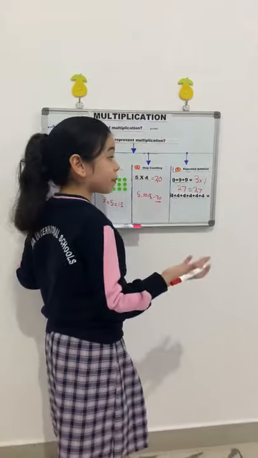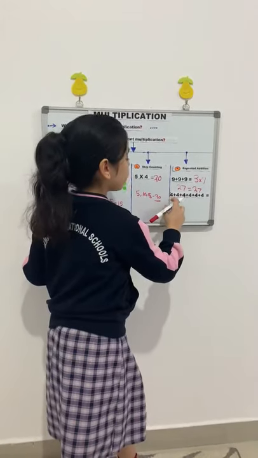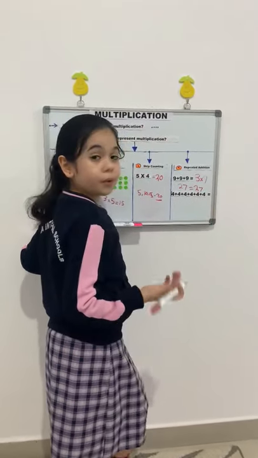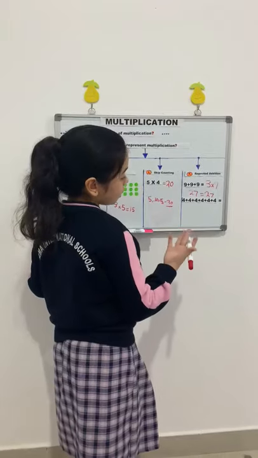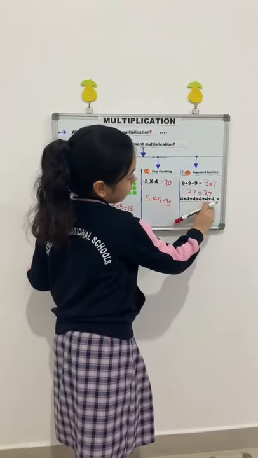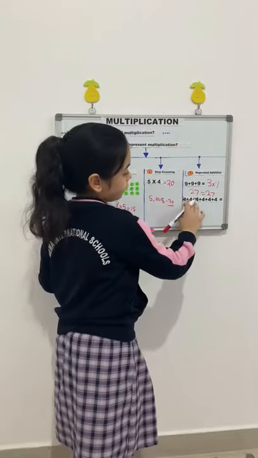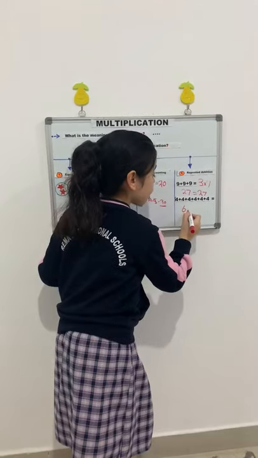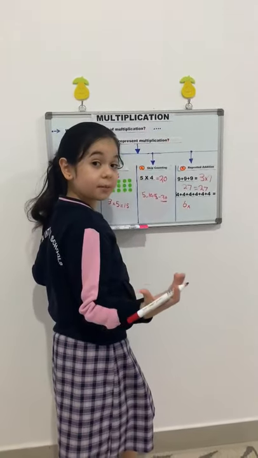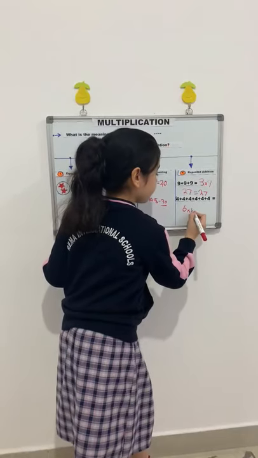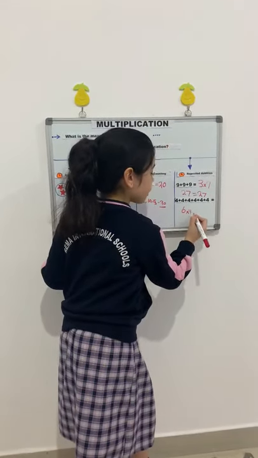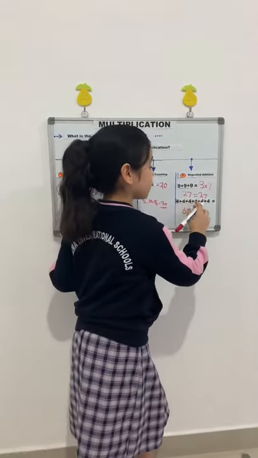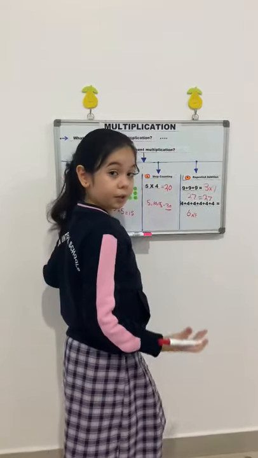Here I have another repeated addition, which is 4 plus 4 plus 4 plus 4 plus 4 plus 4 equals. Here, how many times did I add that before? 6 times. So here I will write 6 times. What is the number that I added 6 times? It is 4. So here, 6 times 4 equals 24. And here also, 4 plus 4 plus 4 plus 4 plus 4 plus 4 equals 24.